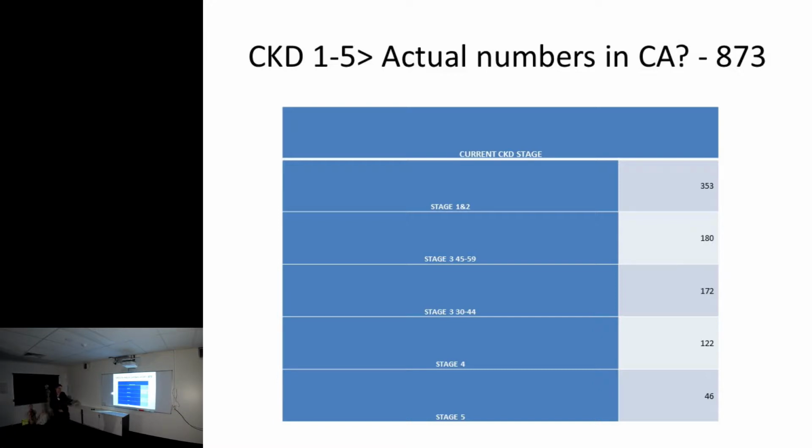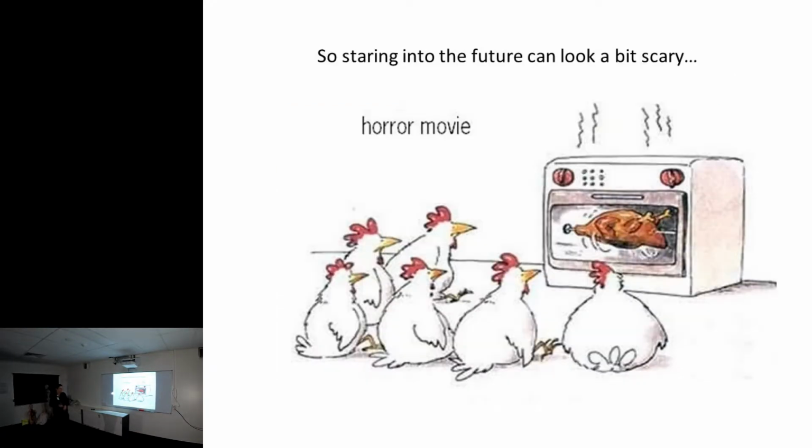So they won't all get on dialysis, but there are 353 patients in stages 1 and 2 we've identified, 180 in stage 3, sorry, that's 3A, 172 in 3B, 122 in stage 4, so we'd expect to see them coming onto the books in the next sort of 12 to 24 months. And then 46 in stage 5 who are in that grey area that haven't actually become symptomatic yet. So it can be a bit scary looking into the future.